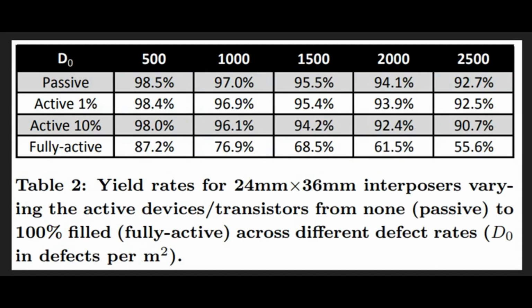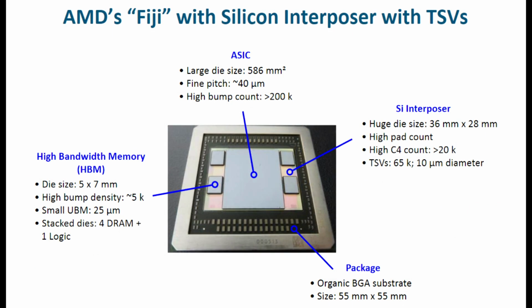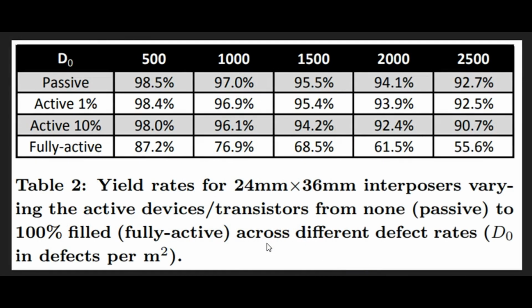But on a yield analysis of a 24x36mm interposer, which is a little bit smaller than the one they used on Fiji, which was 28x36, this one was 864mm squared. Along the top is different defect rates. We would simply be concentrating on the leftmost column here, as this would be an older process. And down the left column we see 4 different levels of active transistors.